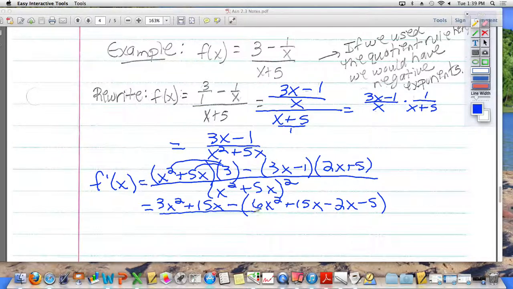Go ahead, Melissa. Divided by. Sorry, I was doing that. All divided by x squared plus 5x squared.